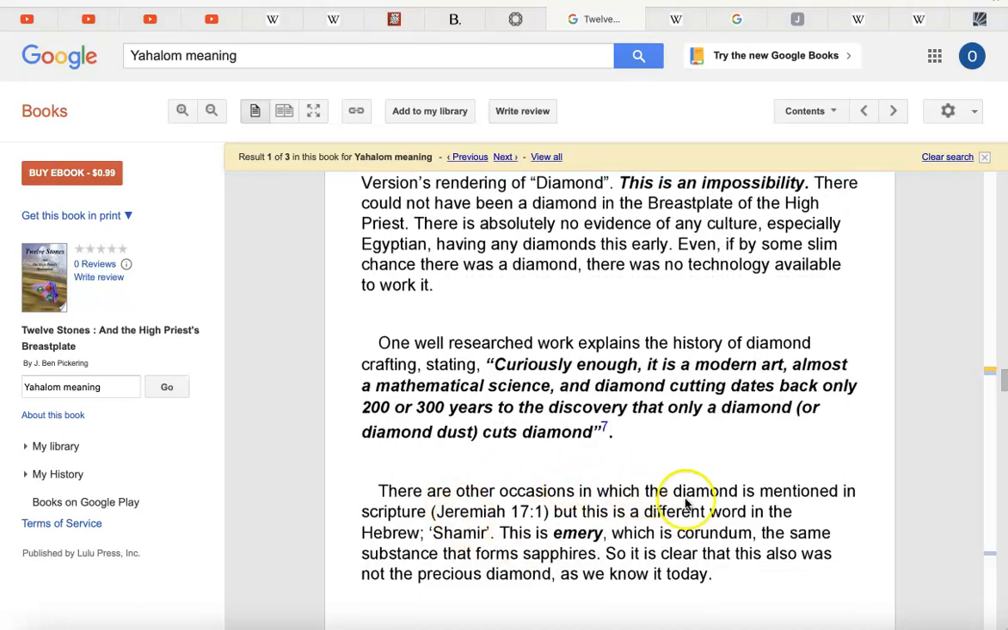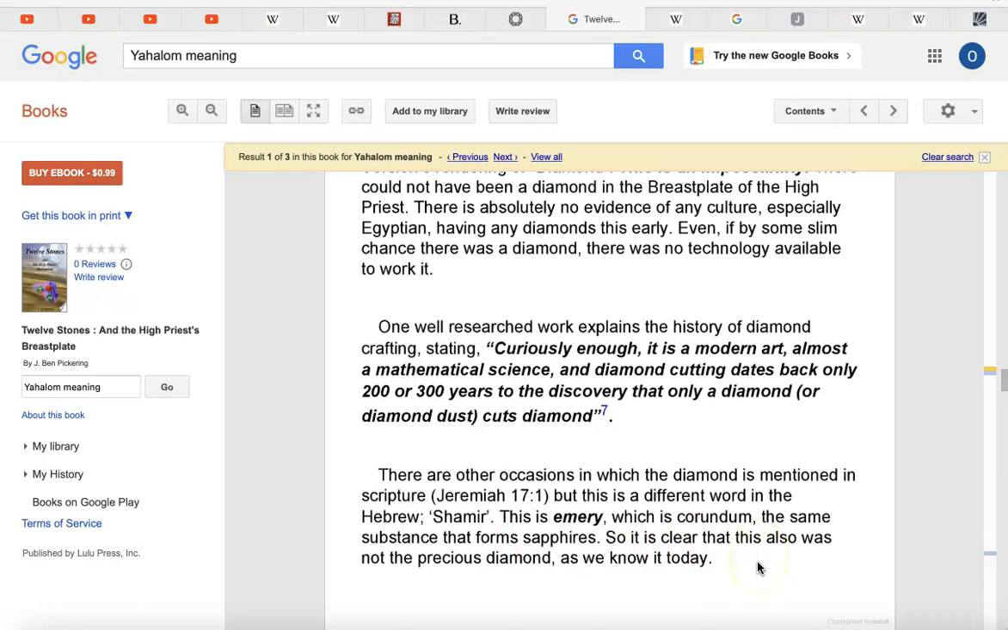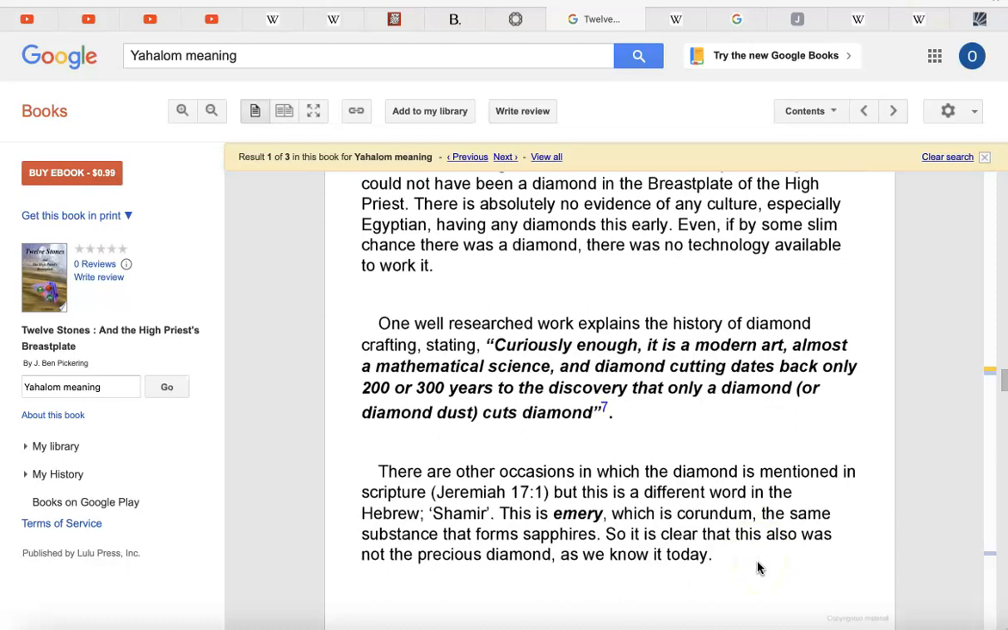There are other occasions in which the diamond is mentioned in Scripture, Jeremiah chapter 17, verse 1, but this is a different word in the Hebrew, shamir. This is emery, which is corundum, the same substance that forms sapphires. So it is clear that this also was not the precious diamond as we know it today.